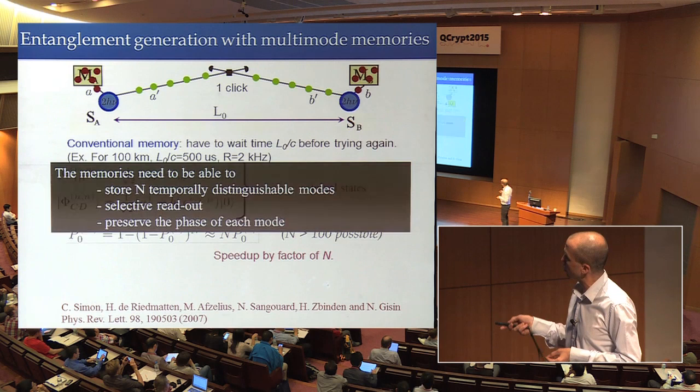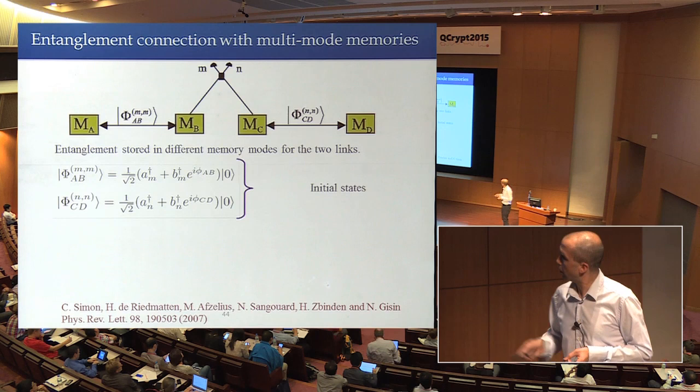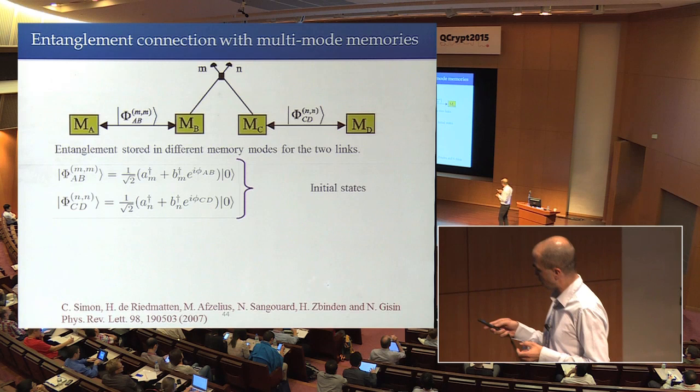So now the swapping is done in this way. Let's imagine that on this link here, you have entanglement in the mode M. On this link, you have entanglement in the mode N. Then to do the swapping, you basically need to match these two modes. So that's why you need to have the selective readout, to be able to superpose the two modes on the beam splitter to do the swapping.